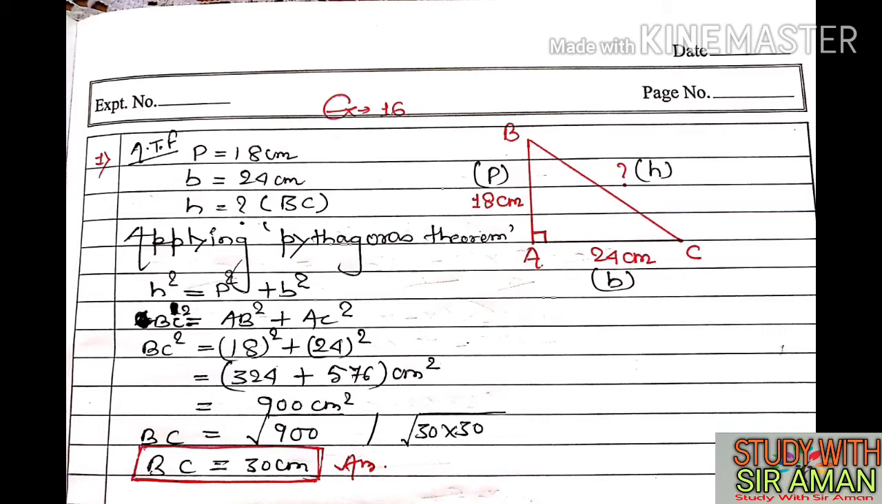BC is not given. 18 square means 324, and 24 square means 24 into 24, 576. Plus it, 900. The square will go to that side, it will become square root under 900. Do prime factorization. Okay, if you don't know, then 30 into 30, 900 is the perfect square of 30, so 30 will come out. So our required answer is 30 centimeter.